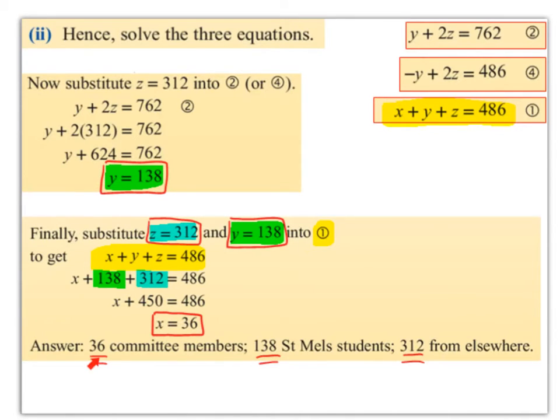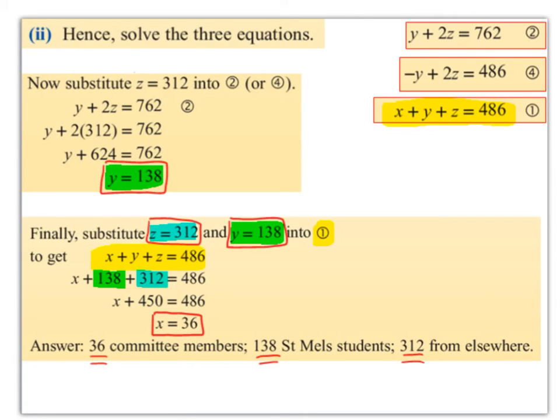So there are 36 committee members, because remember we let x equal to the number of committee members. There are 138 St. Mel's students, because we let y equal to the number of St. Mel's students. And there are 312 students from elsewhere, because we let z equal to the students from elsewhere.